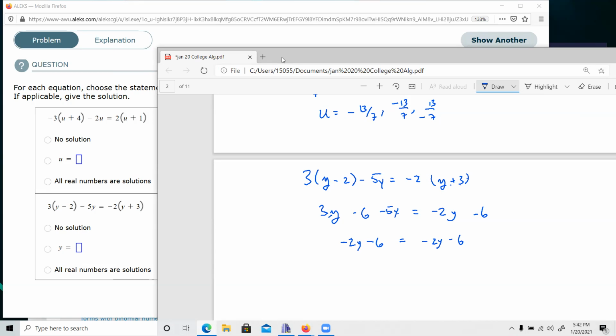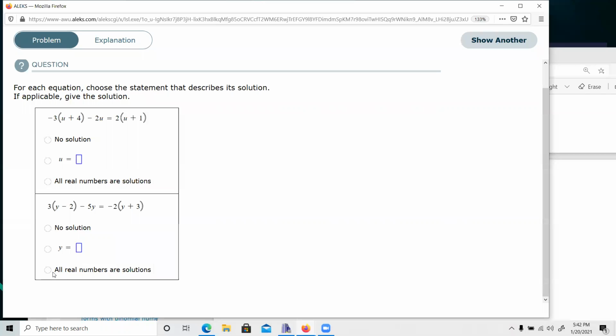And at this point, you might be thinking, I see something that's rather suspicious here, right? We add the two y's and they cancel, and we end up getting -6 is equal to -6. That's true. Okay, that's always true. So no matter what y is, this is always going to give us a true statement. We don't care what value you plug in here. It's always going to be true. So we go ahead and click all real numbers are solutions. Okay, so that's the kind of thing that they're showing.